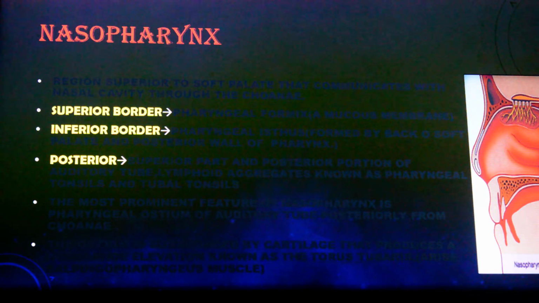The nasopharynx is the topmost part of the pharynx, which has four openings, two for the nasal cavity and two for the auditory tubes. Its superior border is the pharyngeal fornix and the inferior border is the pharyngeal isthmus. Posteriorly it is connected to the oropharynx.